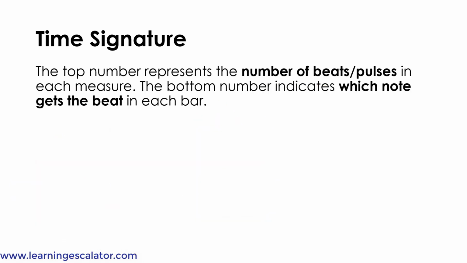Time signature. The top number represents the number of beats or pulses in each measure. The bottom number indicates which note gets the beat in each bar. So in the example I showed, well, one of the examples I showed before, there's 4/4.